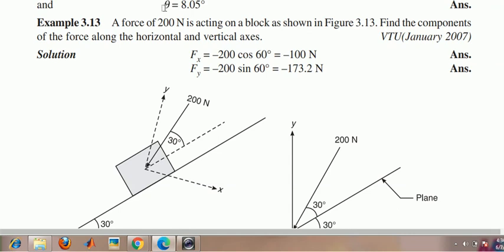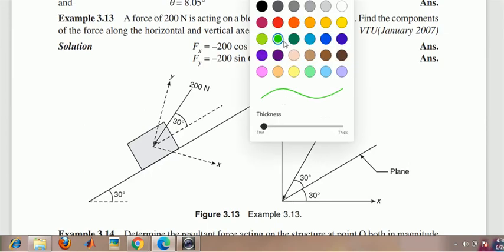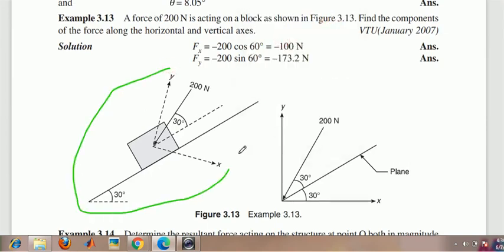But the thing is, you just observe the figure. This is the given problem, this is the given figure. How many forces are there in this figure? Only one force is there. 200 Newton is acting on a block, as shown in the figure. Find out the horizontal and vertical components, that is, the components along the x-axis and y-axis.